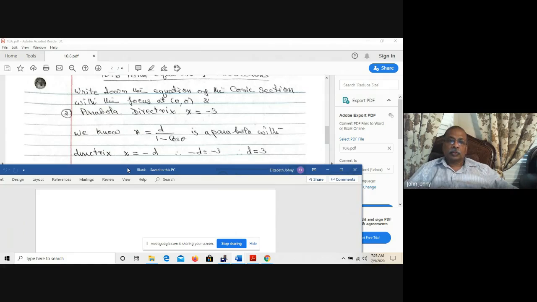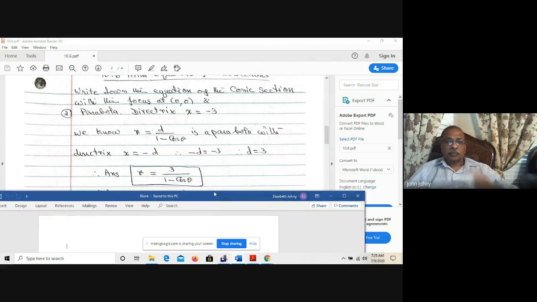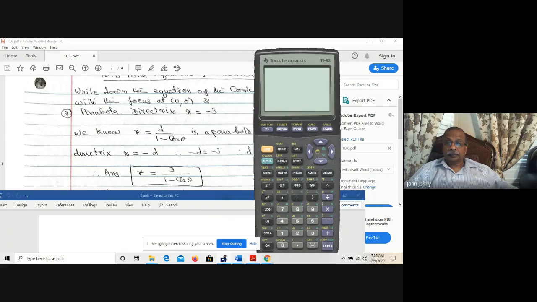In this case, x is negative d means negative d is negative 3. So d is equal to 3. And therefore, the equation is r is equal to 3 divided by 1 minus cos theta. So r is equal to 3 divided by 1 minus cos theta is the parabola whose directrix is x is equal to negative 3. Let us see how that graph looks.